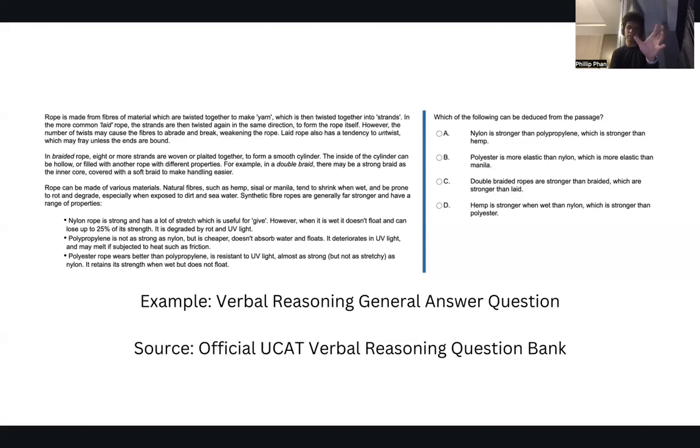Okay, so a text as always. And now this is what I mean by general answer. As you can see right here, the general answer question pretty much means that the question itself is an actual question, right? It's saying which of the following can be deduced from the passage. And you can have so many different question types based off that general question idea.